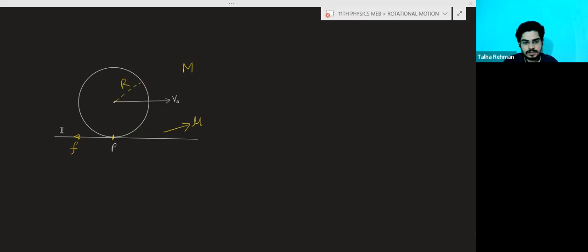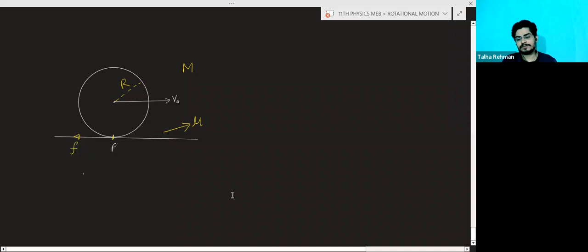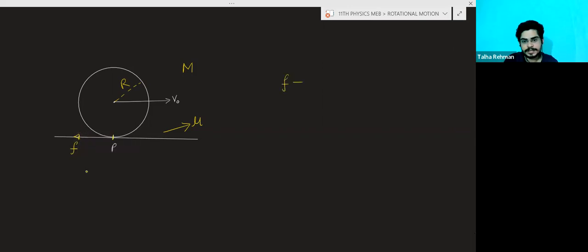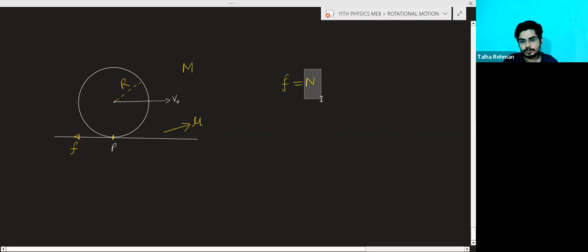Okay. What is the value of the friction force? This will be the kinetic friction force, because the body is in motion. In motion, what type of friction force is there? Kinetic friction force. So this friction force is mu into normal reaction. Coefficient of friction into normal reaction will be the friction force.